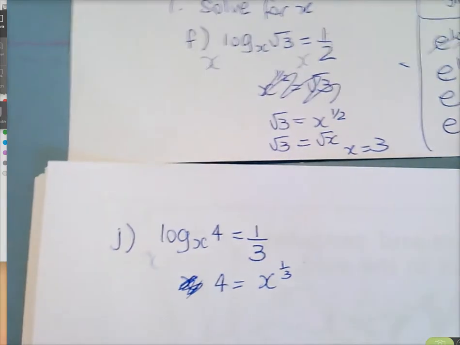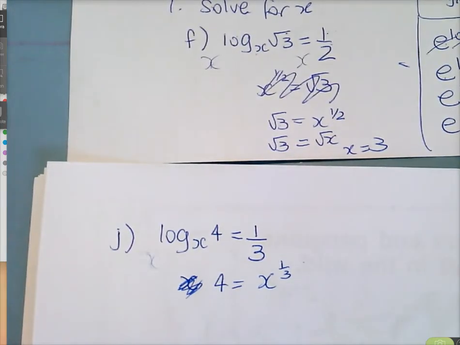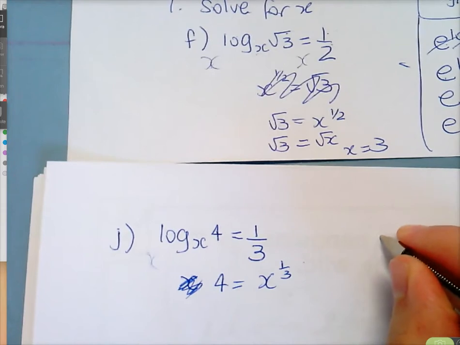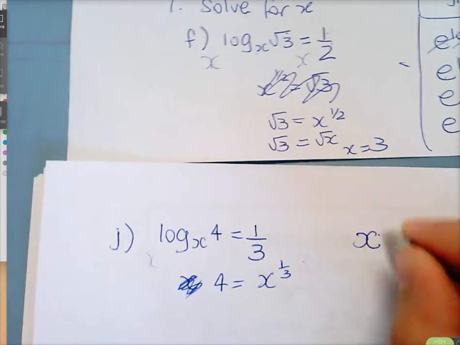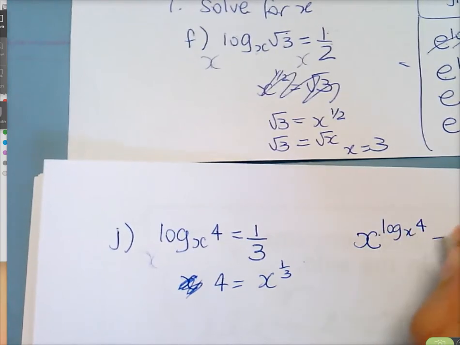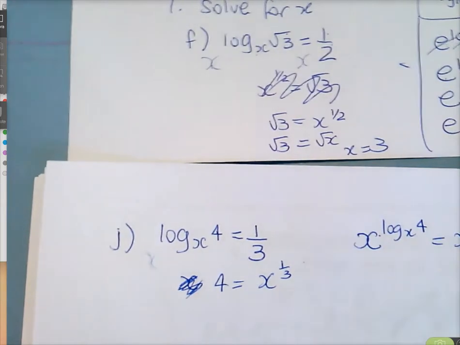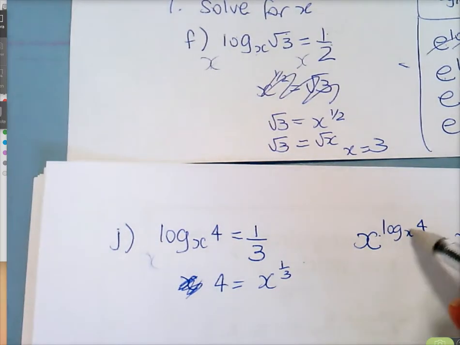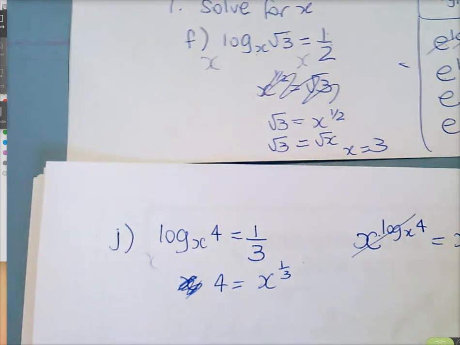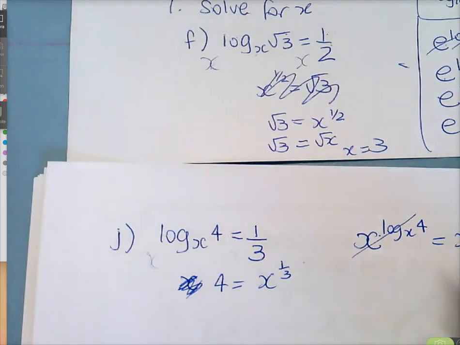I'm raising each side to the power, not to the power of x, but x to the power of what's already there on both sides. Do you get what I'm doing? Because x log x cancels. All right? That's how I look at it.